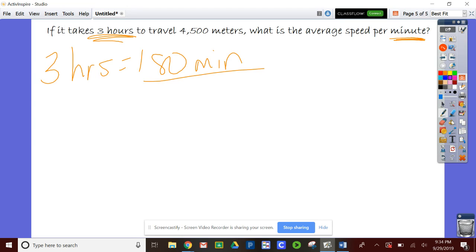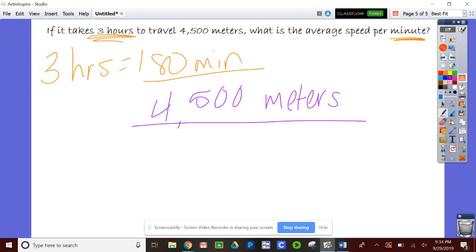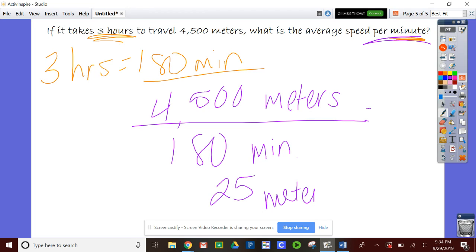So we are going to take our 4,500 meters and put that at the top, because I know when I divide, the bigger number will make it a little bit easier if it's on the top, and put our 180 minutes on the bottom. Again, all it wanted was per minute, so all we have to do is divide to find our unit rate. And 4,500 divided by 180 gives you 25 meters per minute.